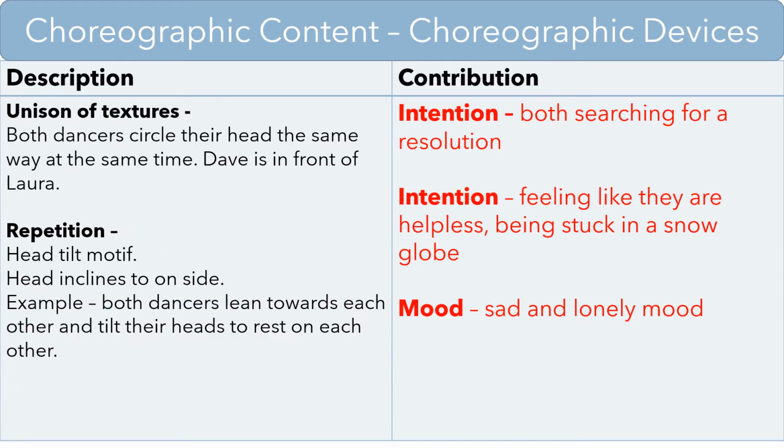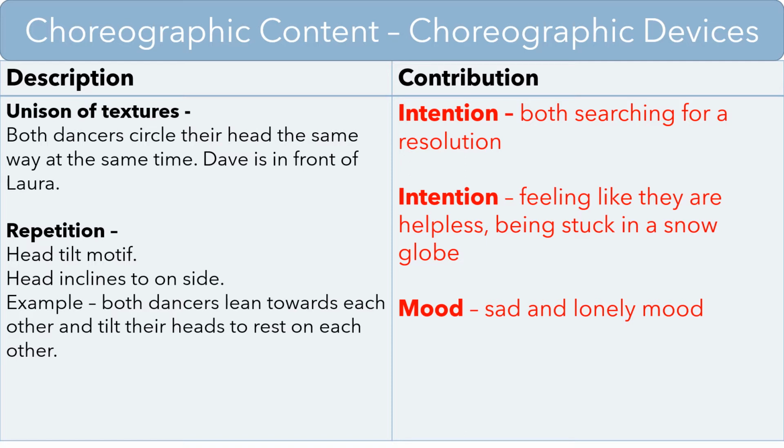Okay, choreographic devices that are seen then. So unison is seen. Working with inclusive dance, it's called a unison of textures, meaning that the unison is as close as possible. Obviously, the dancers are just trying to be in unison as much as they can. So it's obviously not going to be exact unison, but the intention is definitely unison.